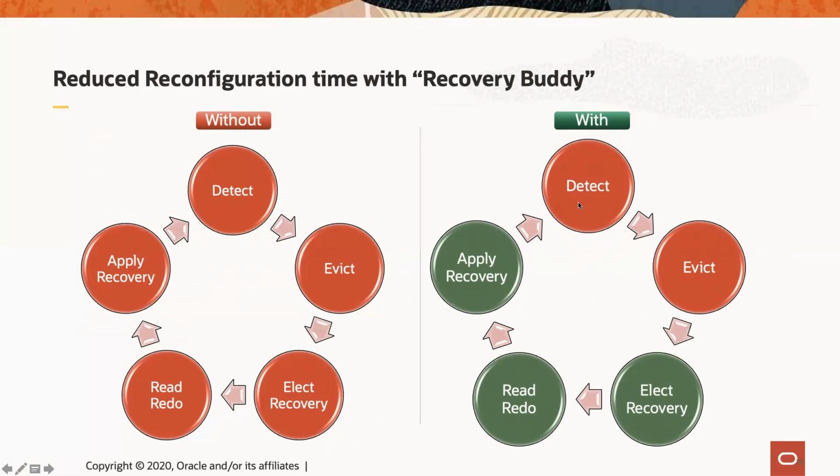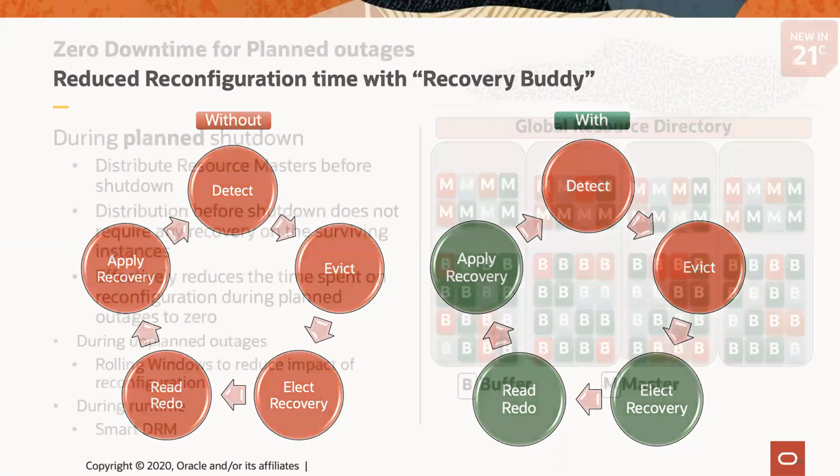With recovery buddy, we detect and evict, but the rest of the things are done as part of the recovery buddy. So we don't have to wait for any election of the recovery master. We can read the redo, and we don't have to physically read the redo. We can read it from the memory itself, because of the recovery buddy buffer, which can be applied rapidly for recovery and open up the database. So this is one of the reasons by which the recovery buddy feature reduces reconfiguration time.